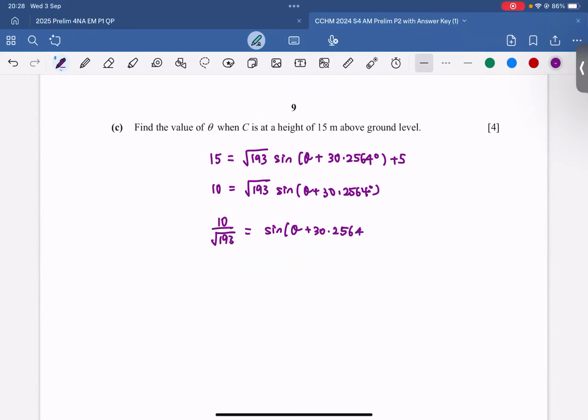Okay, what we do now, we do sine inverse. So by right, we need to do basic angle, but very, very rarely in our formula, we have more than one answer. Okay, so sine inverse this over this. Okay, so theta is equal to this minus away 30.2564.